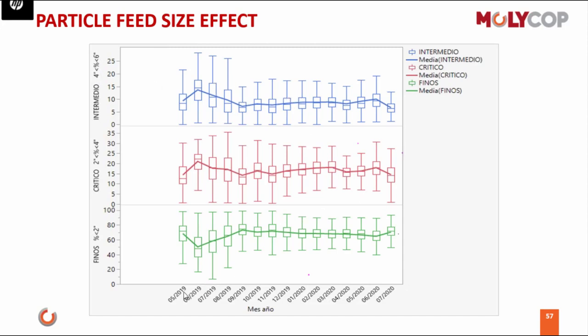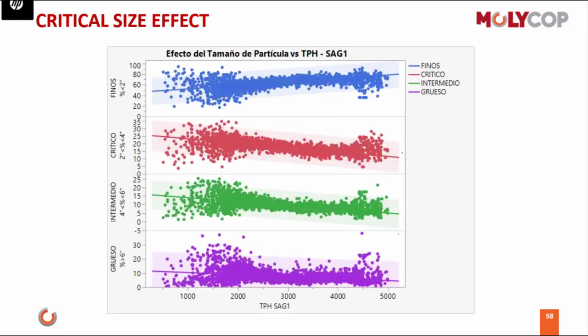And this is a trend of 1 year, for instance, May 19 until July 20. You can notice here, for example, that the fine particles have begun to increase. More fines, the critical size is stable, and the coarse particles have been reduced. Especially in the last month, July 20, the fines are higher, more fines. The critical size has been reduced, and the coarse particles have also been reduced. So at the end, what is important is, because we make a correlation, you can see here the relationship with the throughput.